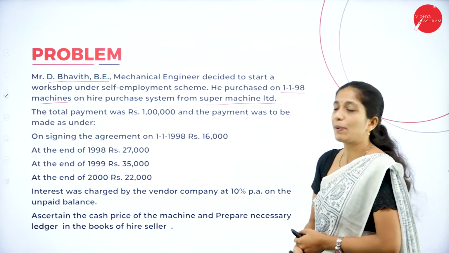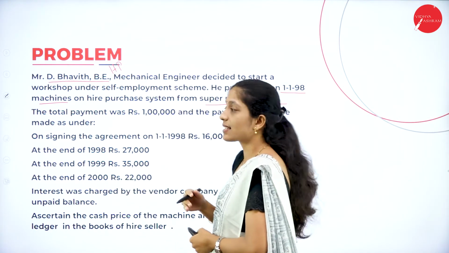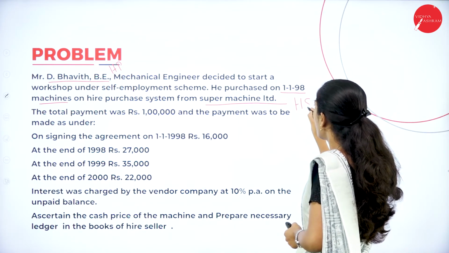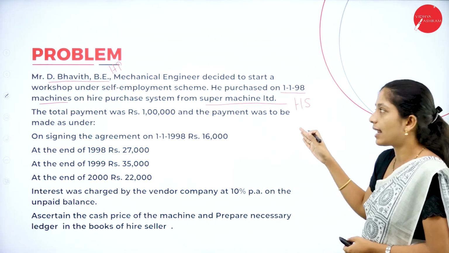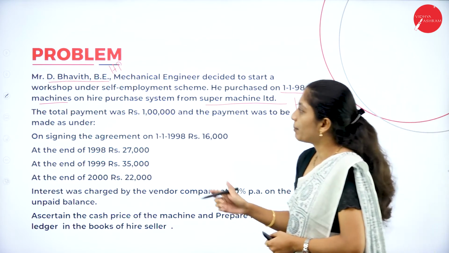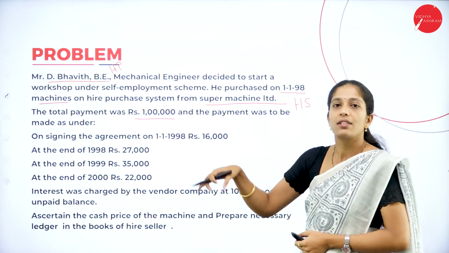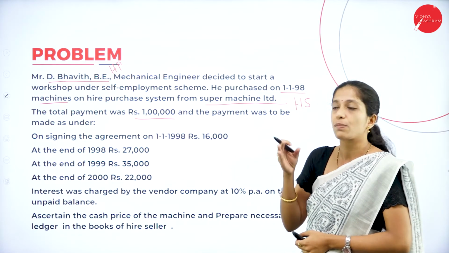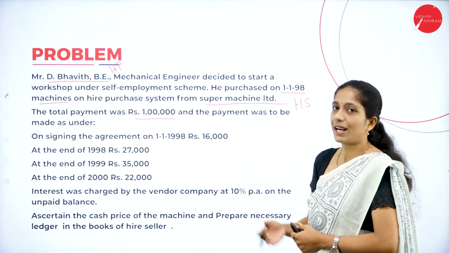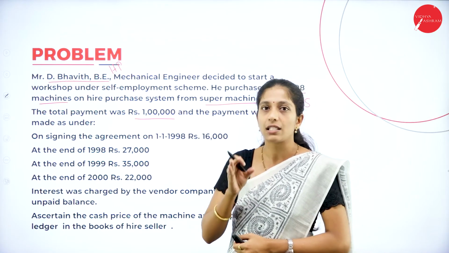Now who is the hire purchaser? Hire purchaser is Mr. D. Bhavit. Who is the hire seller here? Hire seller is Super Machine Limited. Now we know who is the hire purchaser, who is the hire seller, and on which date he has purchased the machine. So the asset here is the machine. The total payment was rupees 1 lakh. So they have directly given the total payment made by Mr. Bhavit, which is 1 lakh, and the payment was to be made as under.